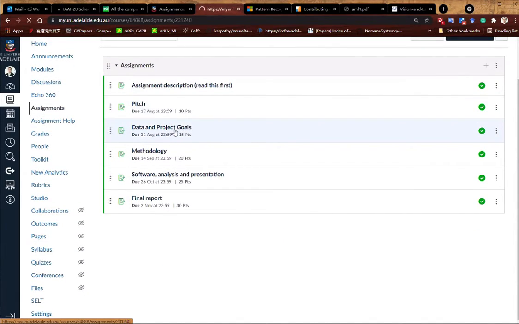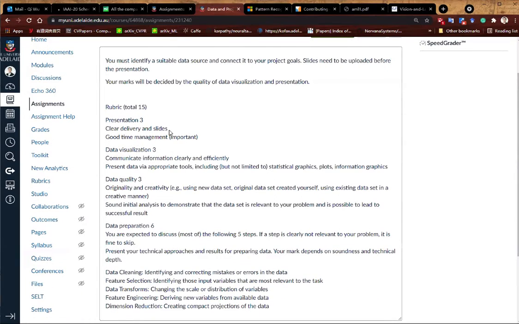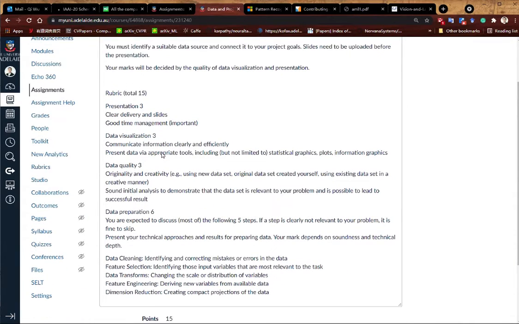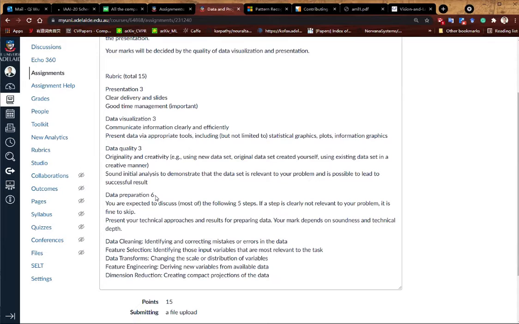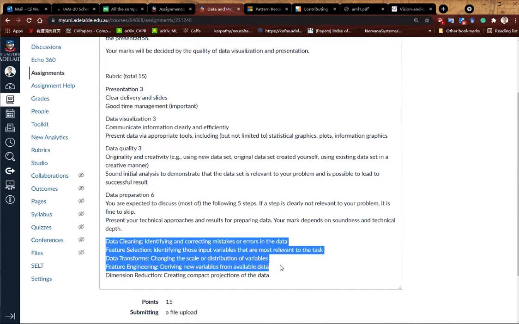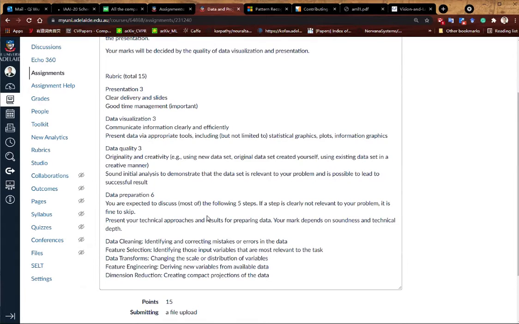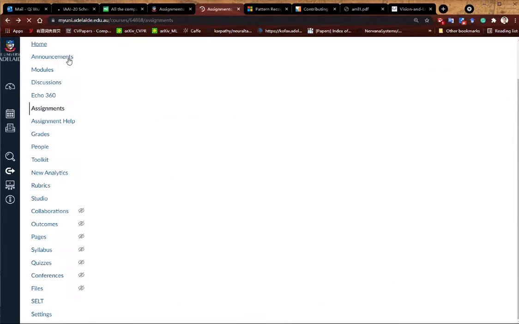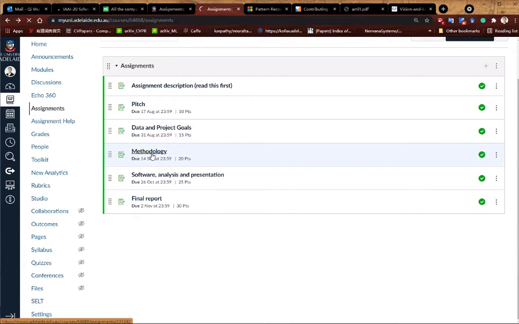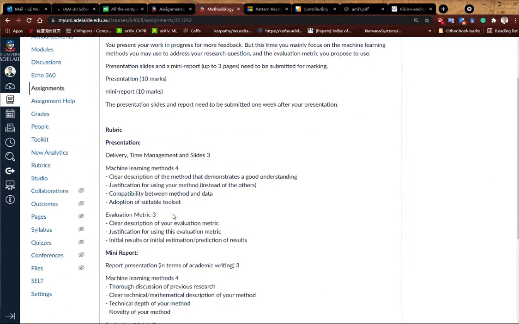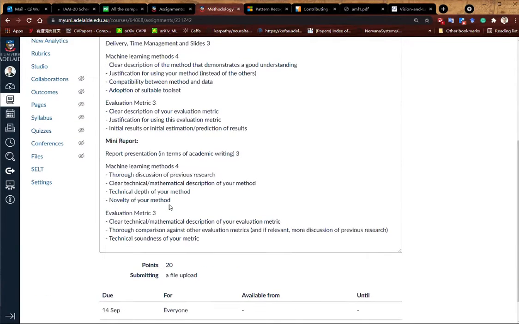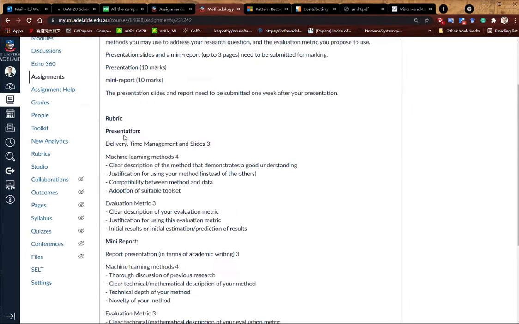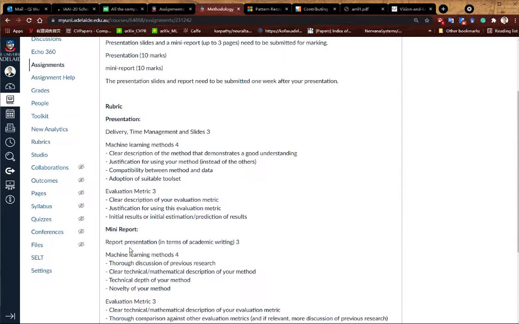And data and the project goals. Here we have the presentation, data visualization, data quality, and data preparation. So we also have a clear explanation for different things. This is how we mark for the data and project goals. And the third, presentation of methodology. And again, we have a very detailed explanation of how we will mark your presentation and the mini report.